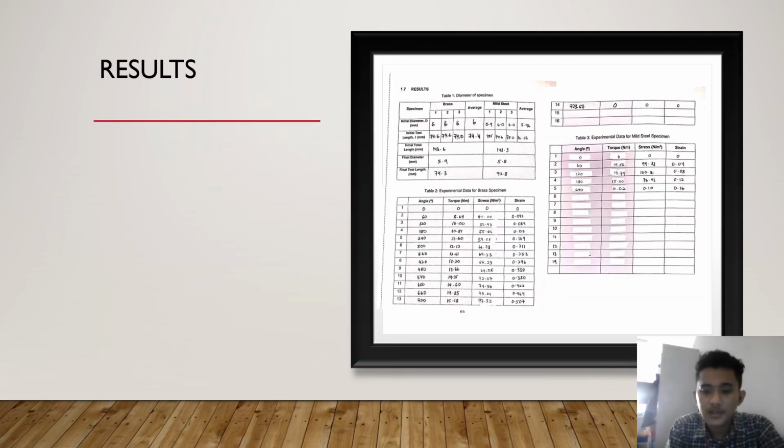So here is the result we get from the experiment for brass and mild steel. Here are also the readings we get in the experiment for every 60-degree angle, and here are the readings we get for the mild steel experiment for every 60-degree angle.